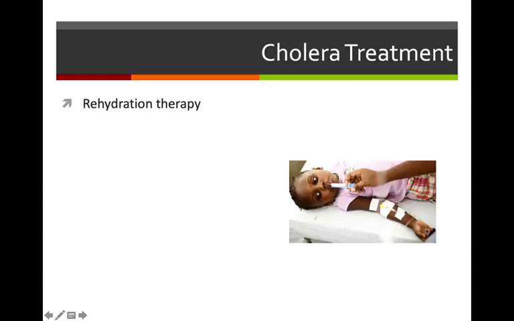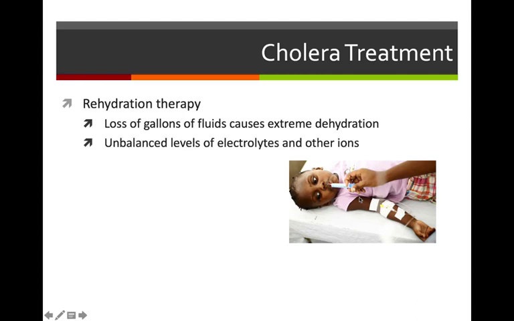Like I mentioned, treatment is rehydration therapy. This is another cholera patient, and you can see that she's being given oral rehydration therapy. Loss of gallons of fluids causes extreme dehydration, but it can also lead to unbalanced levels of electrolytes and other ions. So this is not something that you would want to treat with water. You want to use some kind of solution that contains electrolytes and other compounds.